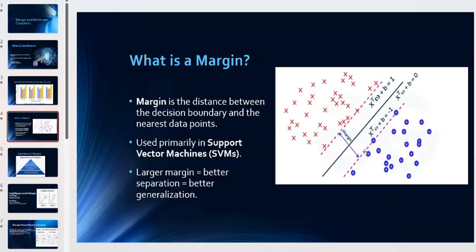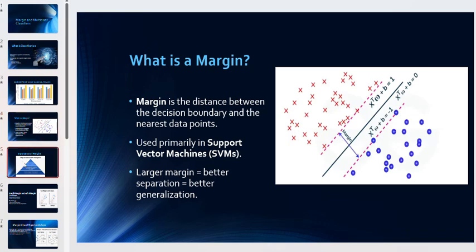For example, if you imagine two classes, and the points of the two classes are red or blue, the model draws a line between the two classes. The margin is the space on either side of the line. We want this space to be as wide as possible.